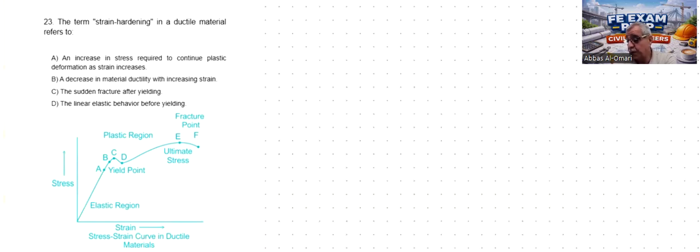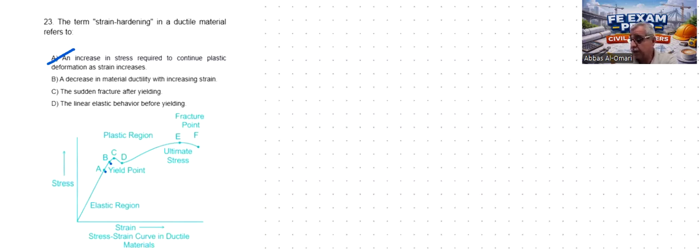Now, if you want to eliminate, you can do a decrease in material. So when you say strain hardening, it does not mean decrease, it should be increase. Sudden fracture, this is not strain hardening, this is failure. The linear elastic behavior is also not it, because linear elastic behavior is up to point A. A is the elastic, B is the yield point, where the deformation can still be recoverable. So the correct answer is A.